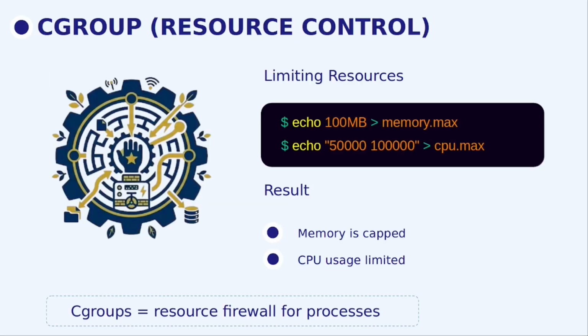Cgroups, the resource controller, limit resources. Isolation is not enough. We also need limits. We use cgroups. Result: memory usage has a cap. CPU usage is controlled. Cgroups act like a resource firewall. This prevents one container from consuming everything.